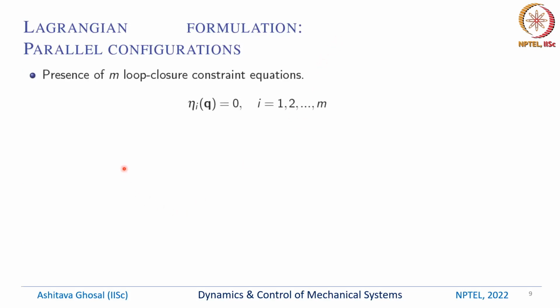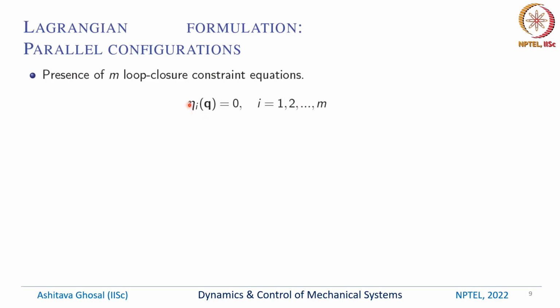If you have loops as in parallel configurations, then we can get M loop closure constraint equations. Okay, so I have some loops. There are M such loops. So our M loop closure constraint equations. Each loop can have more than one loop closure constraint equation. So let's take the situation when in a parallel configuration we have M loop closure constraint equations.